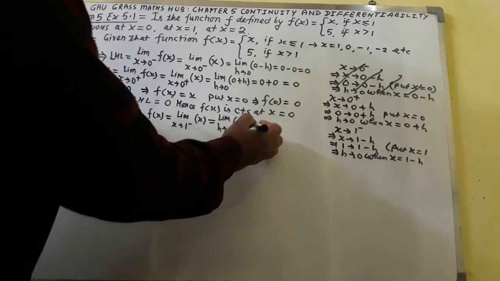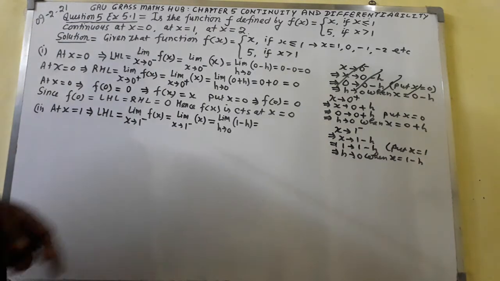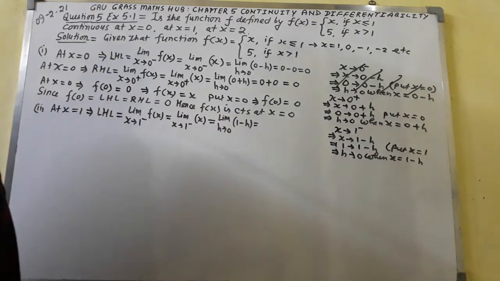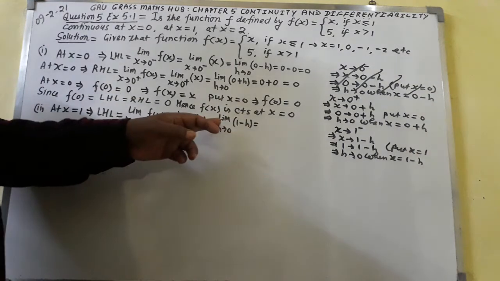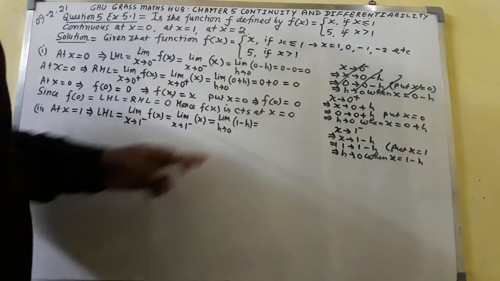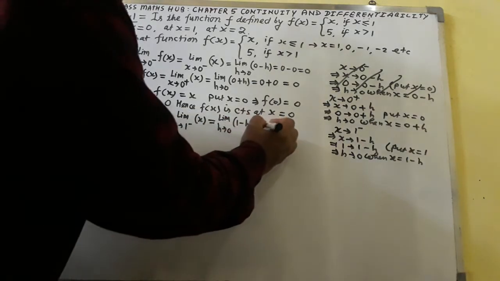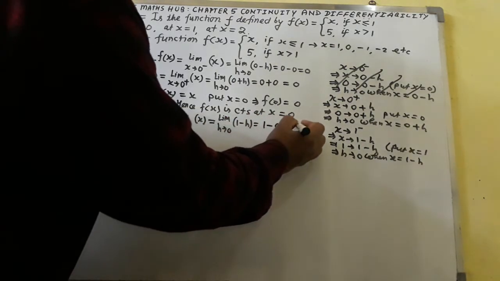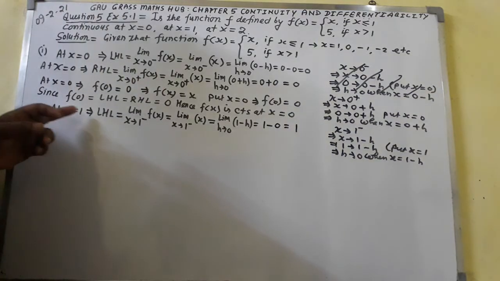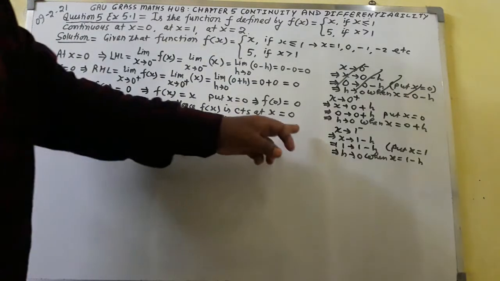Now do the operation here. Limit h tends to 0 of (1 minus h). So remove the limit h tends to 0 from here and put the value h equal to 0. You will get 1 minus 0, which comes out to 1. So at x equal to 1, the left hand limit comes out to be 1.